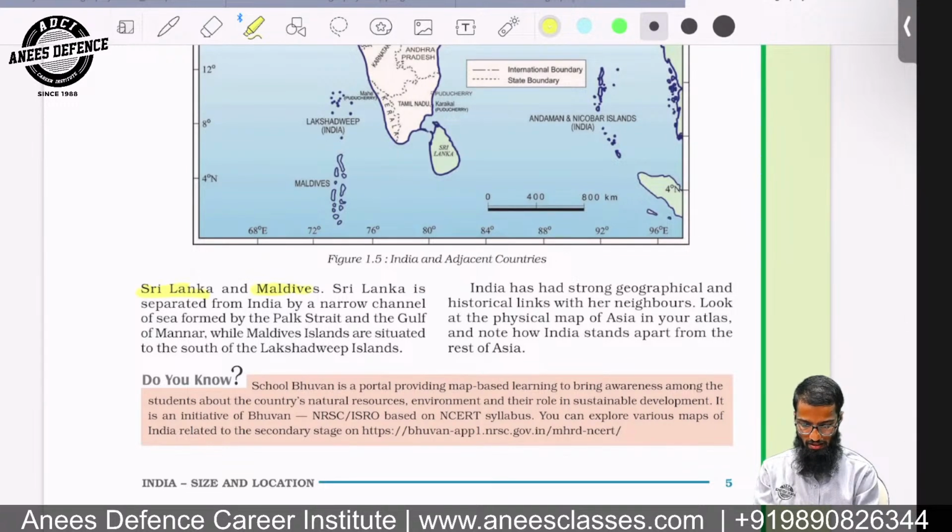So India is separated from Sri Lanka by a narrow channel of sea called Palk Strait and Gulf of Mannar, while Maldives is situated to the south of Lakshadweep. So Palk Strait is important. They ask questions about Palk Strait a couple of times.